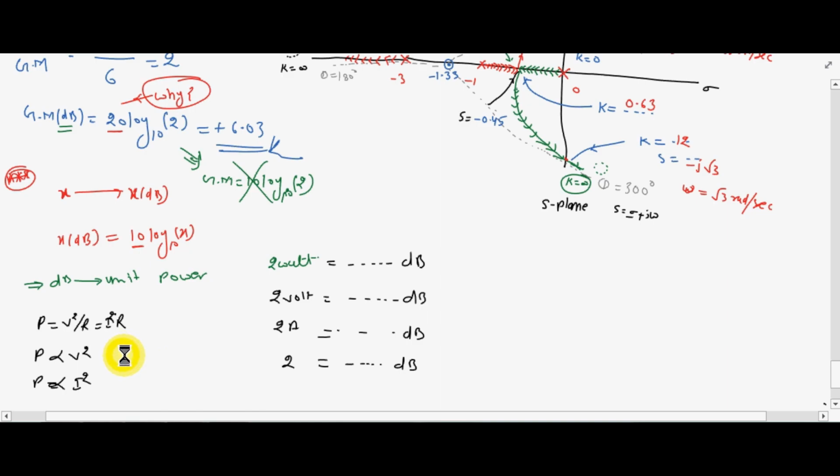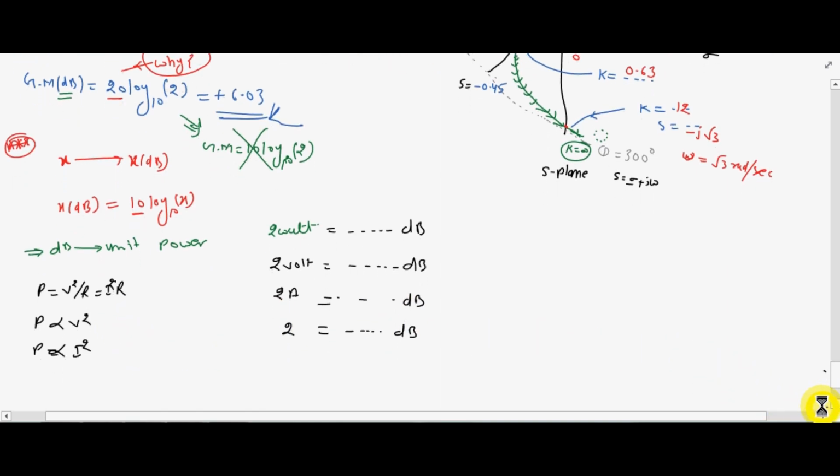Okay. If I want to convert this quantity p into power, then we write 20 log p, and we can also write 10 log v squared, because power is directly proportional to v squared. This goes to here, and this becomes 20 log v. What is the v? This is the voltage here.